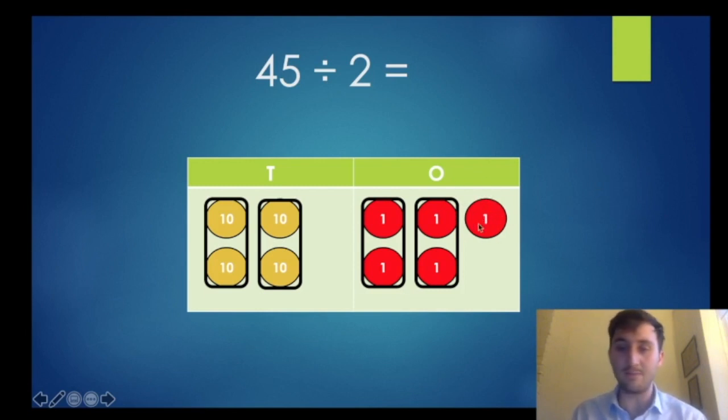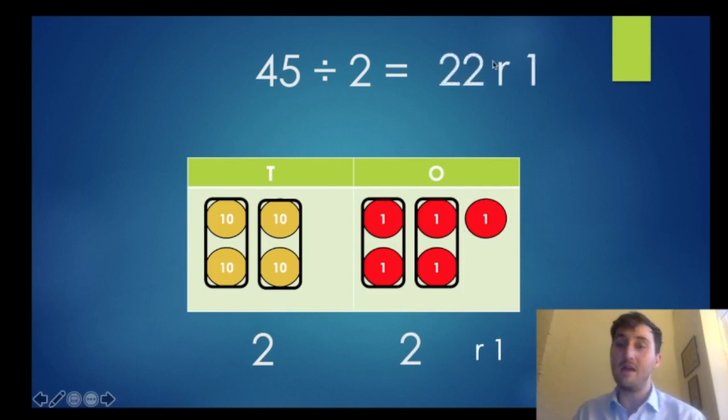So we cannot split this number up into 2, because there is only one left. 1 is less than 2. So we must leave it like that. So we have got 2 tens, 2 ones, and then we've got 1 remainder. And we write that as remainder 1. So my answer, 2 tens and 2 ones, will be 22, remainder 1.